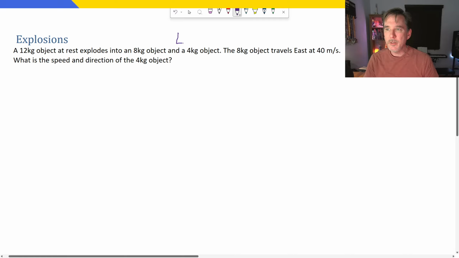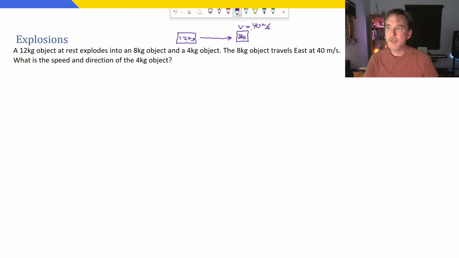So what we can do is start with a little diagram, a little picture to help us visualize this. We have our 12 kilogram object, and it's just sitting there at rest, which means that the velocity is zero, which means that the momentum is zero. We have one piece that flies off to the east. It's an 8 kilogram piece, and the velocity is 40 meters per second. What is the direction and velocity of the other piece? All right, it's a good question. We probably know the direction, but let's just make sure.